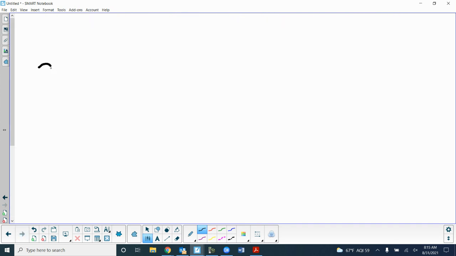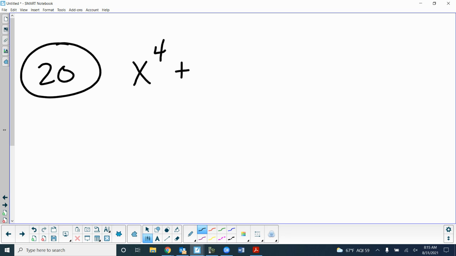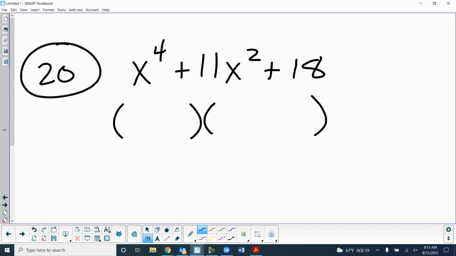All right, number 20. Okay, we got an x to the 4th. Some people will let that mess with their head. Just treat this as if it was x squared, like we've been doing. Is there a GCF? No. So a is 1, I can start out right away. If that was x squared, I'd go x and x. Since it's x to the 4th, what do I do? x squared, x squared. Yeah, you just split that exponent in half. Okay?